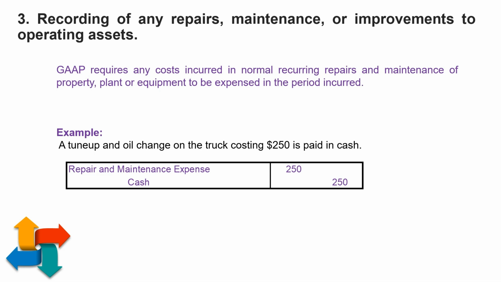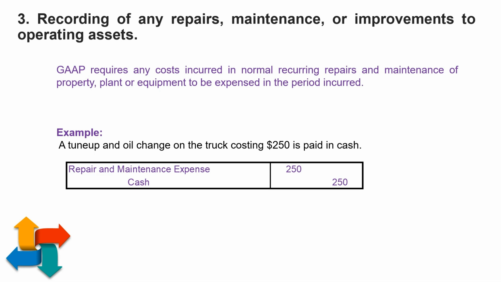So maybe there are some maintenance costs, but what I'm saying here is that any cost incurred to maintain property or buildings or equipment is going to be reflected as an expense in the period incurred. In other words, we're not going to capitalize it. We're not going to reflect these normal recurring repairs and maintenance costs as part of the cost of the asset. It's an expense in the period that we incur it.